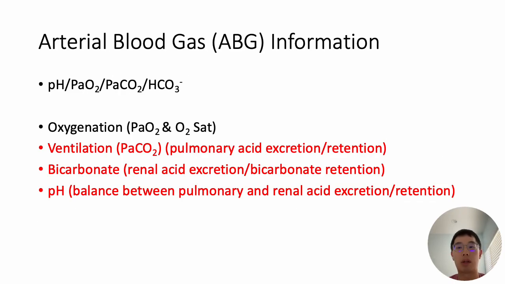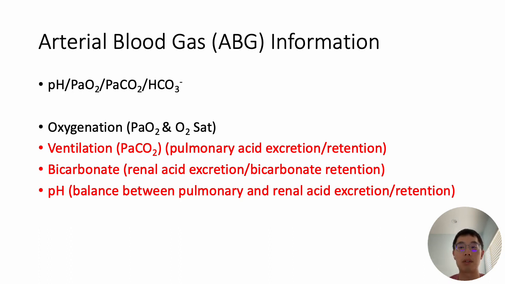Now let's use what we learned so far and put it to use with interpreting arterial blood gases. Let's first review what information we can glean off an arterial blood gas. First, we can assess the oxygenation of a patient with both the partial pressure of oxygen, PaO2, and the oxygen saturation. Second, ventilation can be assessed with the PaCO2 or PCO2, partial pressure of carbon dioxide, which essentially tells us how well the lungs are able to excrete acid from the body.